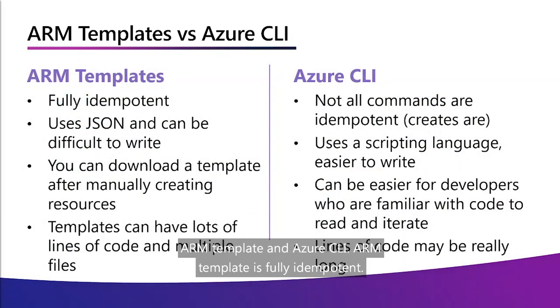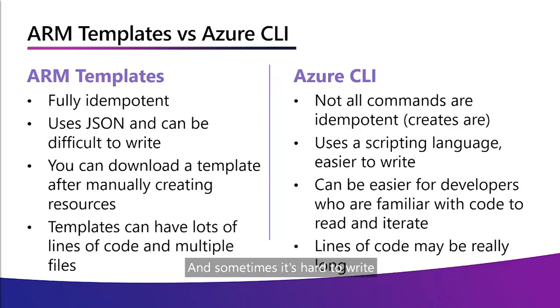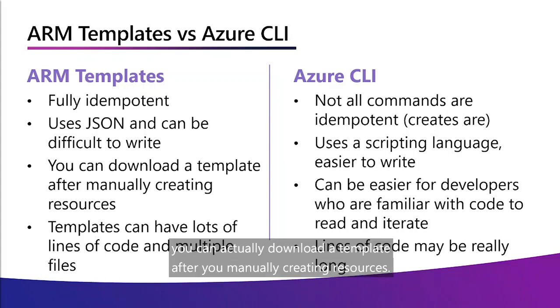ARM template is fully idempotent, which means when you run an ARM template multiple times, it should generate the same results. However, it uses JSON, and sometimes it is hard to write. Because of that, you can actually download a template after you manually create resources. For example, if you're creating a cluster of VMs and want to deploy the same thing on your UAT environment, you can export the template right from the Azure portal.